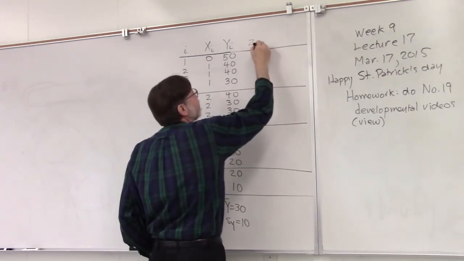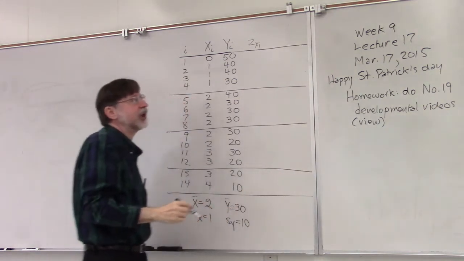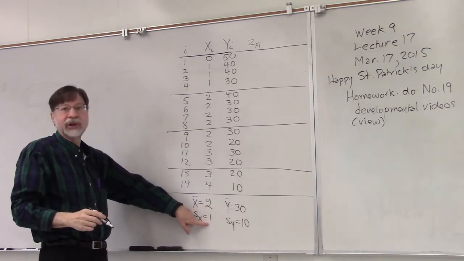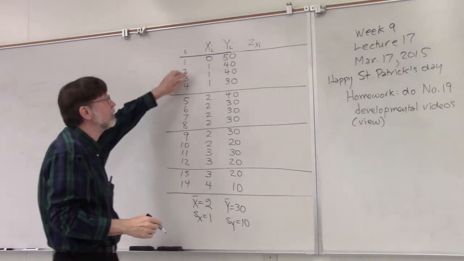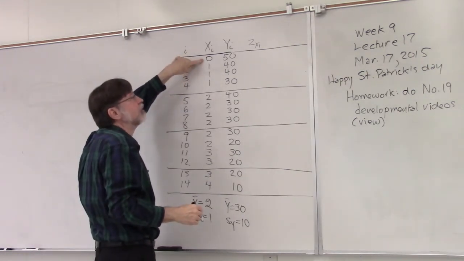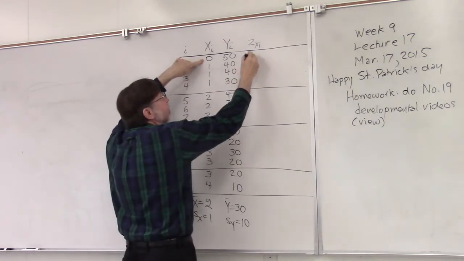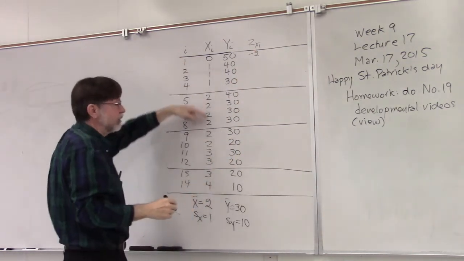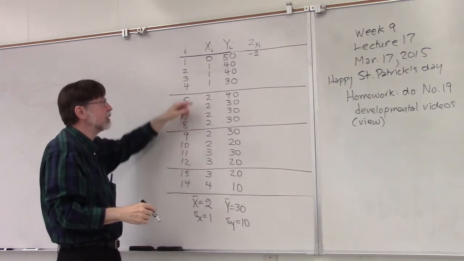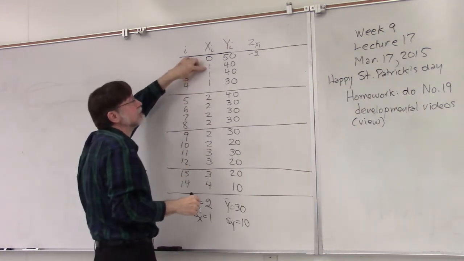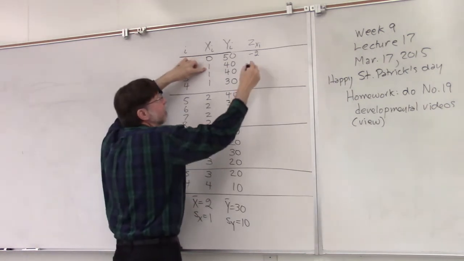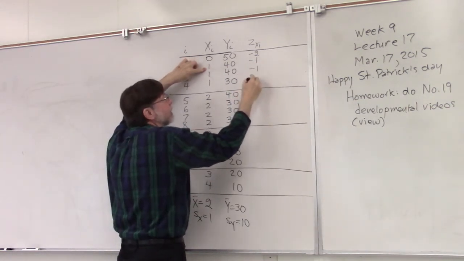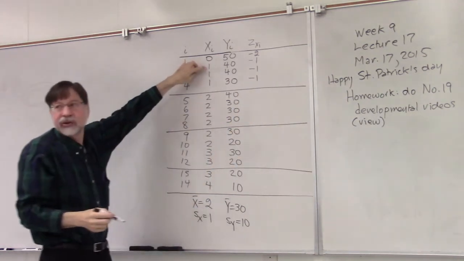So z sub x sub i is going to be equal to x sub i minus x bar, which is 2, divided by 1. That'll give us our z-scores. So 0 minus 2 divided by 1 is negative 2. And I put the x's in order here just to speed the world up. 1 minus 2 is negative 1 divided by 1 is negative 1. Any questions about the z-scores for the x's?